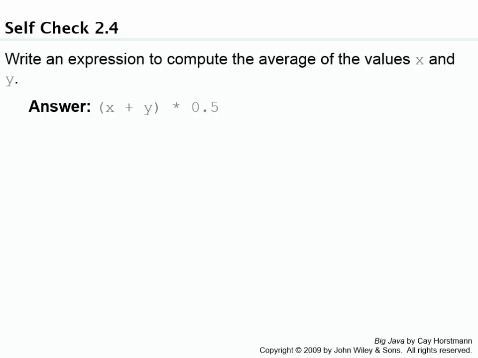X plus y times 0.5. Yeah, that's not what I expected. You can see them consciously trying to avoid the divide symbol. So this is kind of clunky. There is a way to do division in Java. I think there's two ways, and they don't want to confuse you, so they're leaving it out for now. Dividing by 2 and multiplying by 0.5 will give you the same answer.